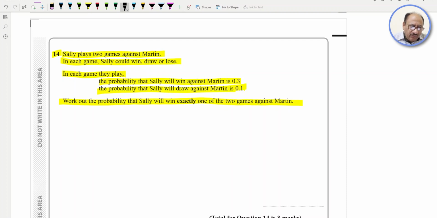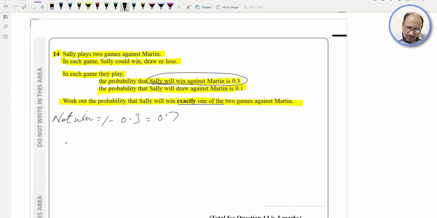So now first of all we can calculate the probability of not win. The probability that Sally will win against Martin is 0.3. So 1 minus 0.3 will be equal to 0.7. So 0.7 will be for not win. So now we can calculate exactly one win. Not win is equal to this one.